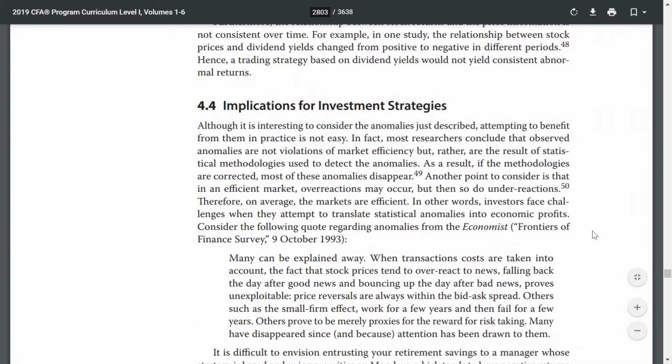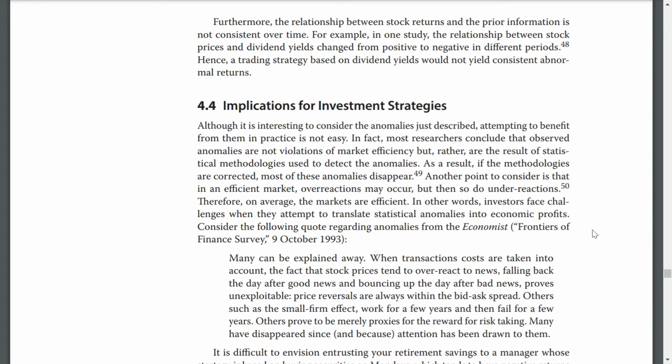Although interesting to consider, the anomalies just described are not easy to benefit from. In fact, most researchers conclude that anomalies are not violations of market efficiency, but rather are the result of the statistical methodologies used to detect anomalies. As a result, if the methodologies are corrected, most of these anomalies disappear. Another point to consider is that in an efficient market, overreactions may occur, but then so do underreactions. Therefore, on average, the markets are efficient.